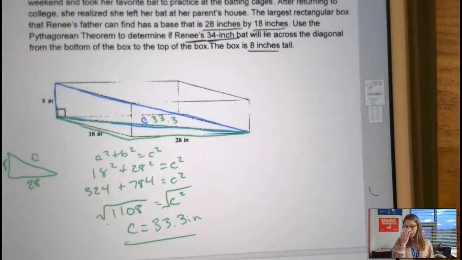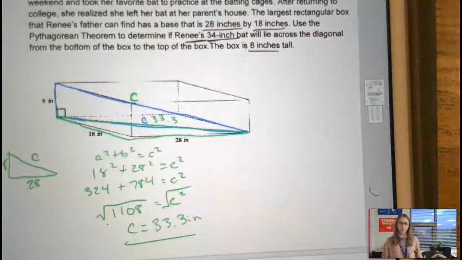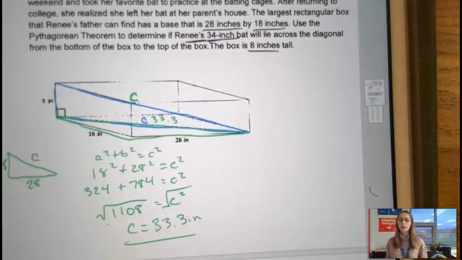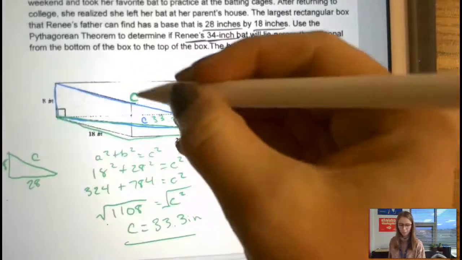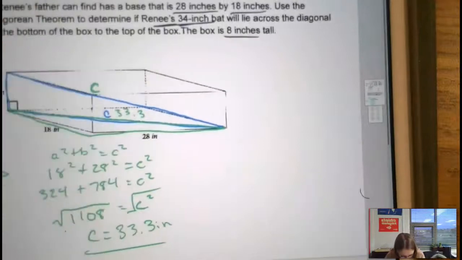Okay, so now we need to find this missing C line there, or line, not angle. So we need to now find that. We know our one leg is 33.3, and the other leg is 8, and now we need to find that missing hypotenuse. So here we go. We're going to do our work over here.